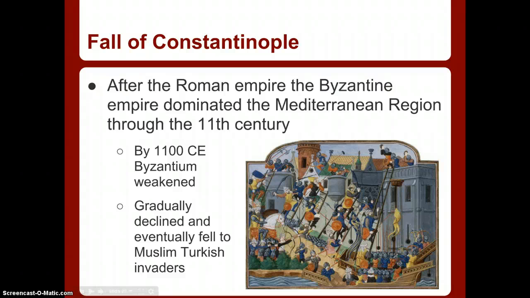Now, like all good things, they must come to an end. So the fall of Constantinople is inevitable, and it was about 1100 CE that this process started to happen. Now, eventually, like every other great civilization, the decay is going to happen internally. It's going to weaken its very tenets and its foundation, leaving it susceptible to outside invasion.